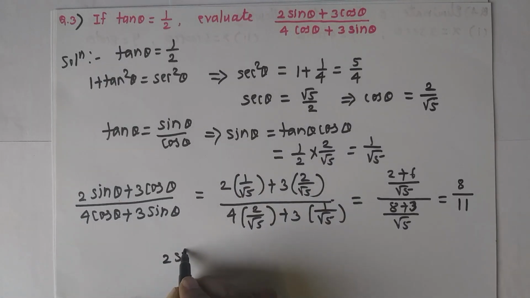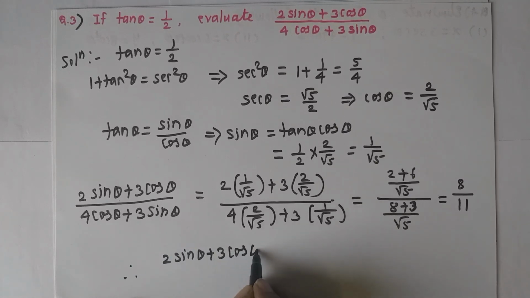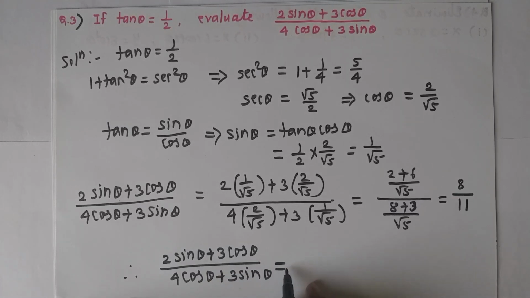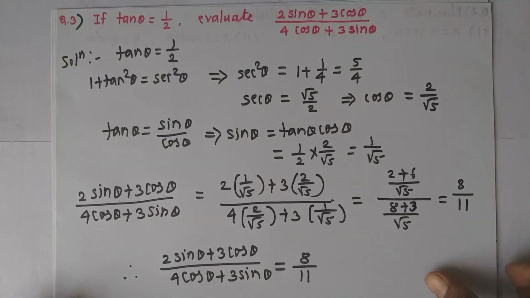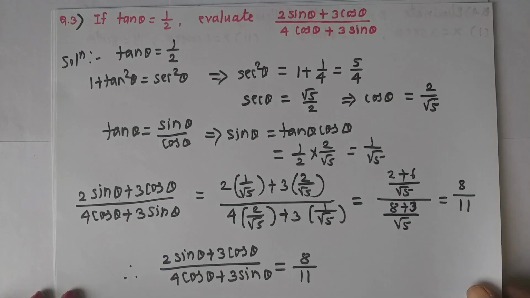You write down this. Therefore 2 sin theta plus 3 cos theta divided by 4 cos theta plus 3 sin theta is equal to 8 upon 11. In this way it is very simple to find out value of any function. Okay, let's see the next problem.